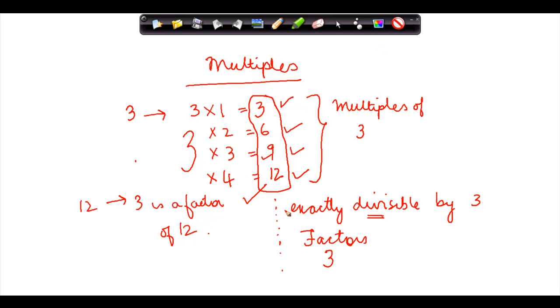And the list of multiples of a number is endless, because there can be as many multiples of a number as you can think of.